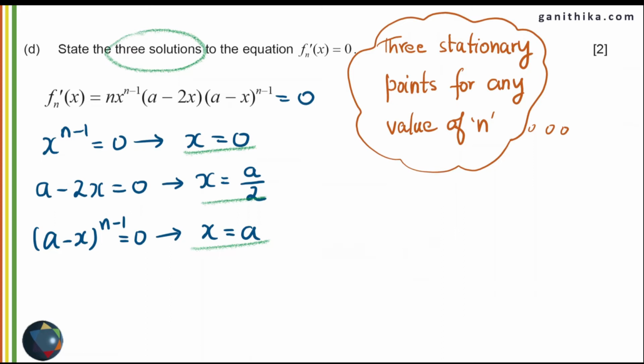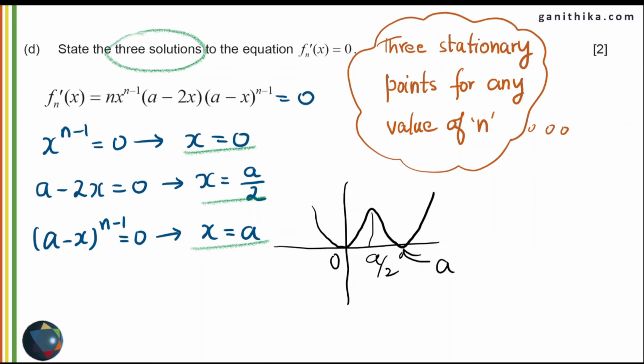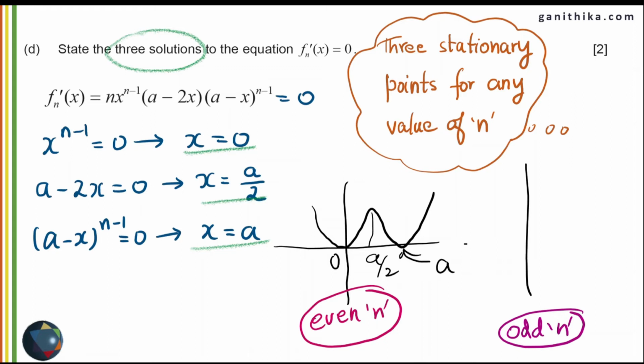Going back and considering the graphs of the functions, for even values of n, you had the graph like this. And you can notice that 0 and a gave you minimum points, and at x is equal to a over 2, you had a maximum point. So 0, a over 2, a, all of them gave you a stationary point in this case for even values of n. For odd values of n, the graph looked like this. And you still can see that 0 and a gave you stationary points of inflection, whereas x is equal to a over 2 gave you the maximum point.